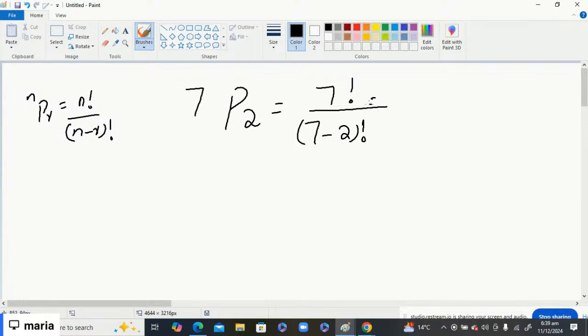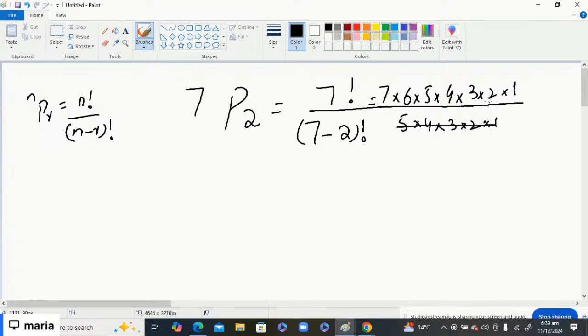So what is 7 factorial? 7, 6, 5, 4, 3, 2 and 1. And then what is the answer of 7 minus 2? That is 5. So 5 factorial, 5, 4, 3, 2 and 1. This is easy, 5 factorial and 5 factorial cancel out. 7 times 6 is 42, and that is your answer.